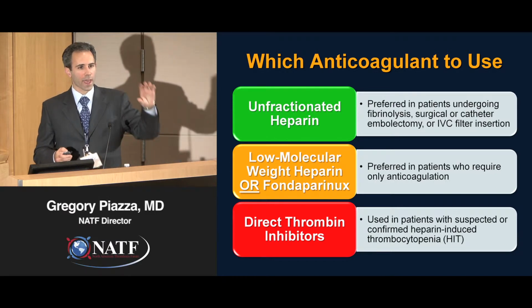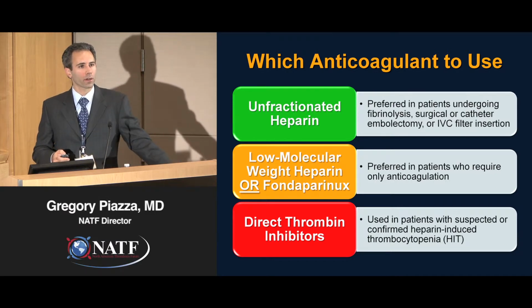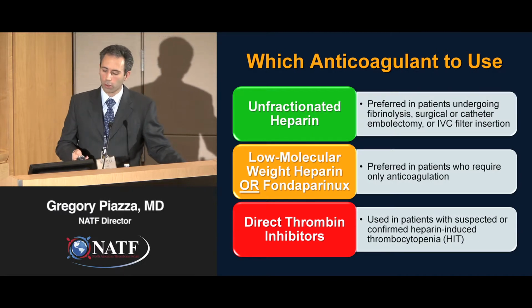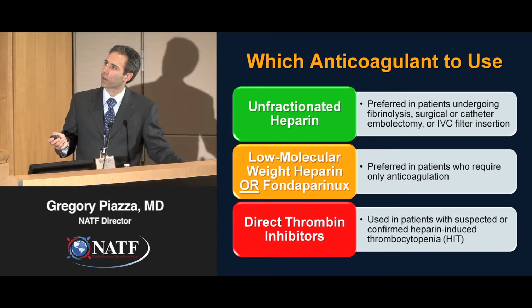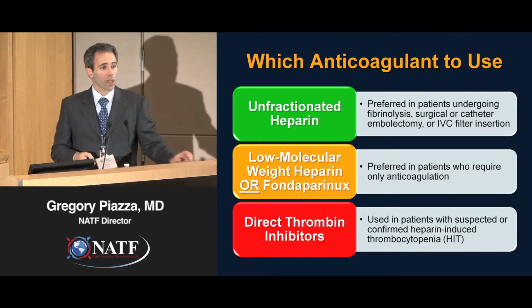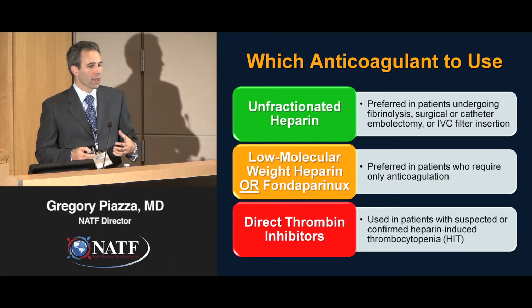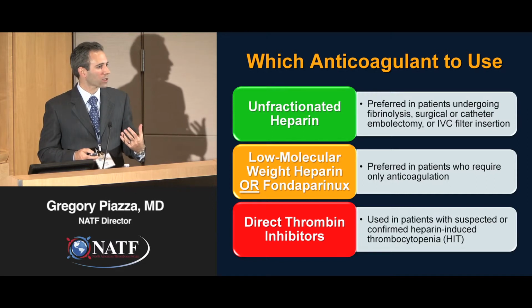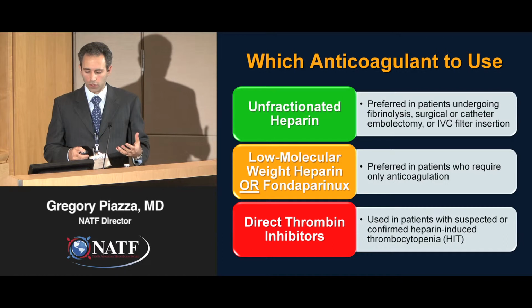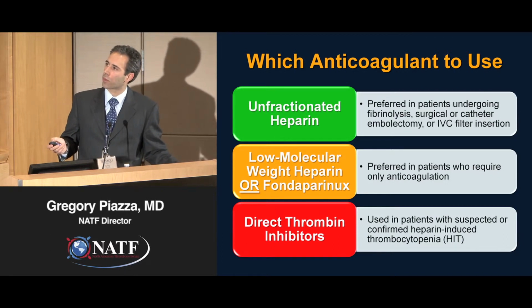Patients that fall into that green category, the ones that have a normal blood pressure and have no signs of right ventricular dysfunction, tend to do well with just anticoagulation alone, and a low molecular weight heparin or fondaparinux can be given by injection. And in patients who have had a reaction to heparin in the past, or we're worried might have a reaction in the future, we can use these direct thrombin inhibitors.